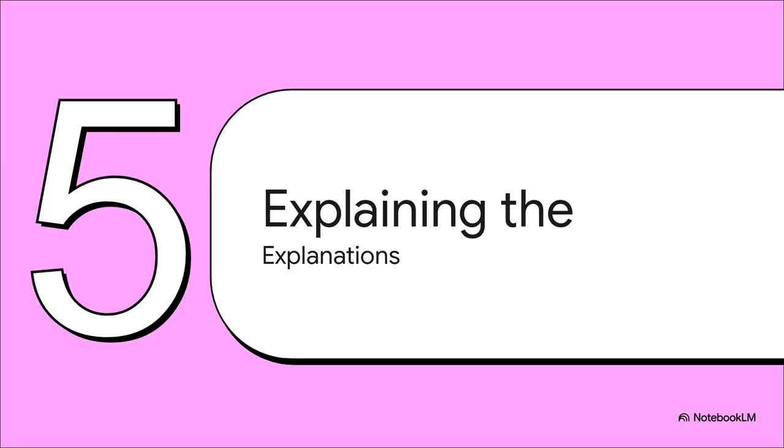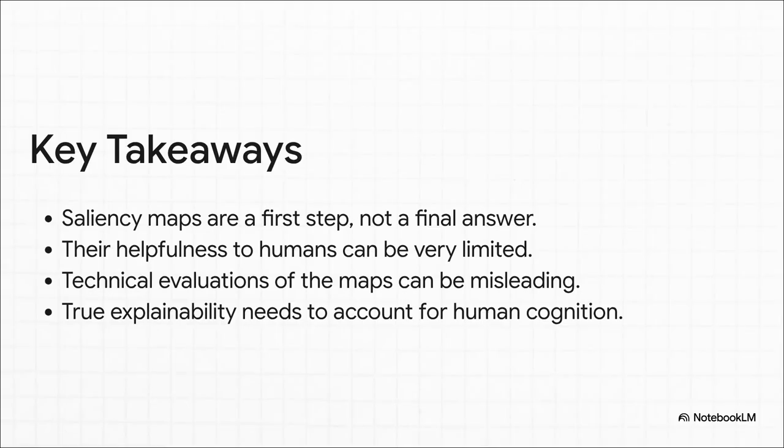Okay, so let's try to pull all this together. After looking at the human studies, the flawed technical tests, and the underlying theory, what's the big takeaway from all this? Here are the key things to remember. First, saliency maps are a really interesting first attempt, but they are not a magic bullet for making AI explainable. Second, their actual usefulness to people can be really limited, and they might even give us a false sense of understanding. Third, the ways we evaluate these maps are pretty flawed and can't always tell a real explanation from a random one. And finally, and this is the big one, if we want truly explainable AI, we need to build systems that actually account for how humans think, not just for what pixels are mathematically important.